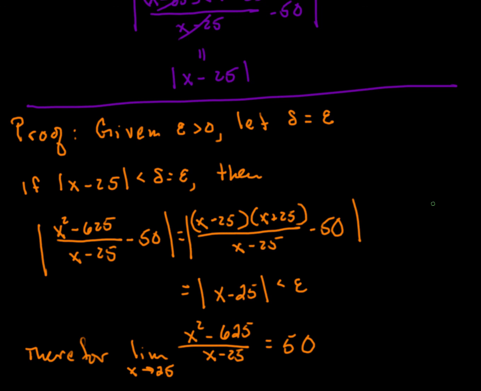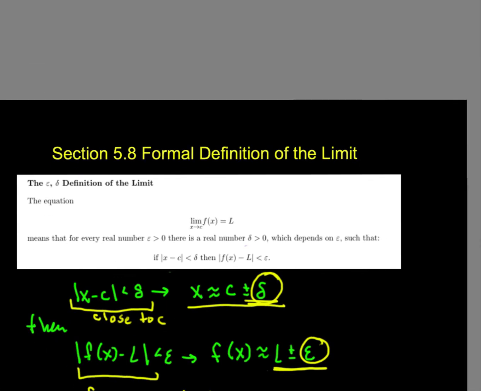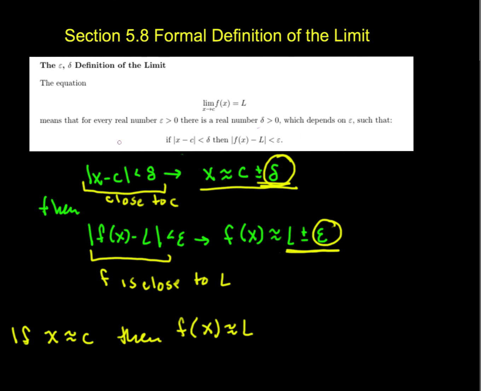But you need to be aware of this definition, and all that it's really saying is that when we talk about a limit existing, we're saying that I can make x close enough to c such that the output is as close as I want it to be to L.